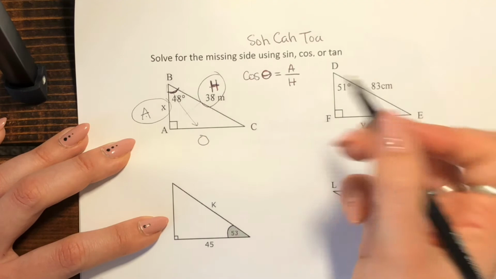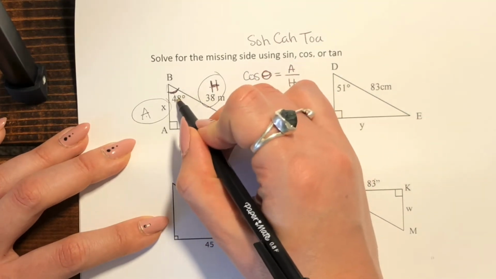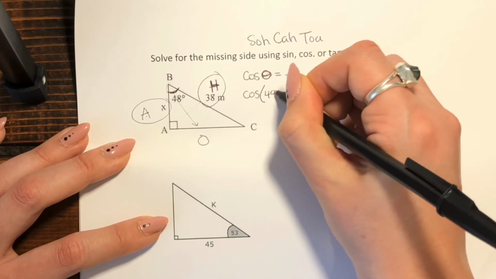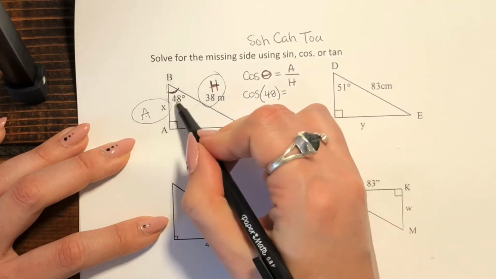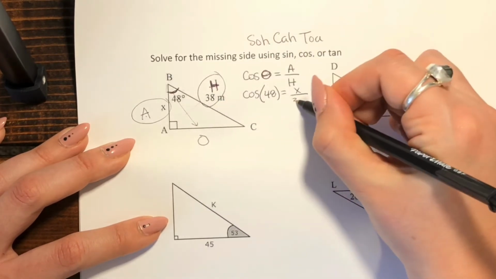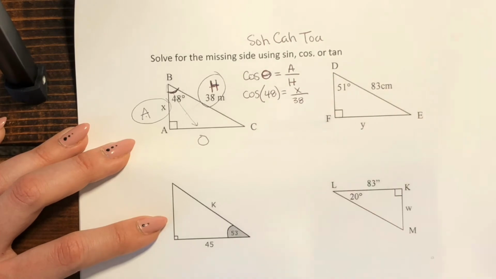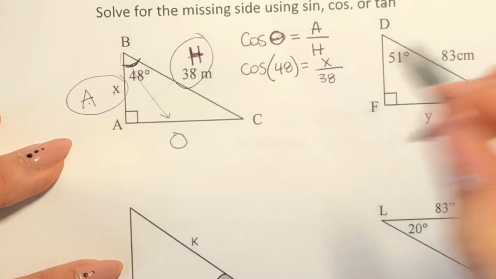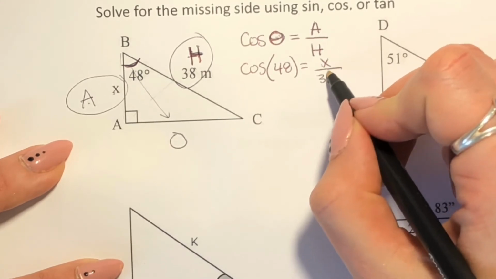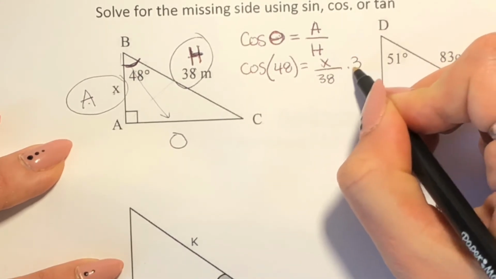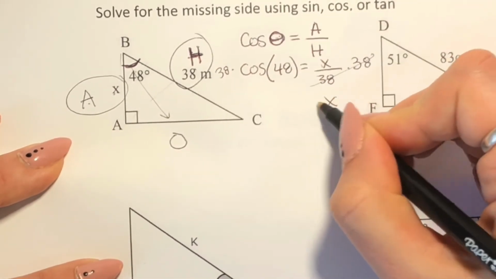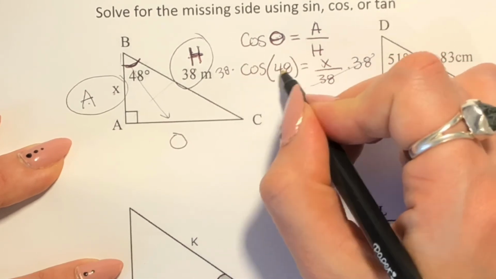Now I just plug in everything. Our angle is 48. That's going to go where the theta is. So I'm going to get cosine of 48 equals my adjacent side, which is x, over my hypotenuse, which is 38. So here's our formula. Zoom in a little bit. X is in the top. I want to solve for x. So right now it's being divided by 38. So the way to get rid of that would be to times by 38. So those cancel and x comes back and we get 38 times cosine of 48.